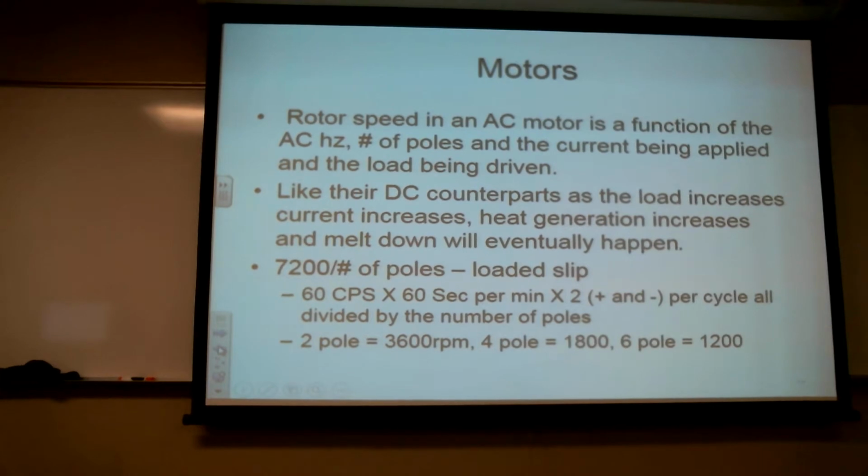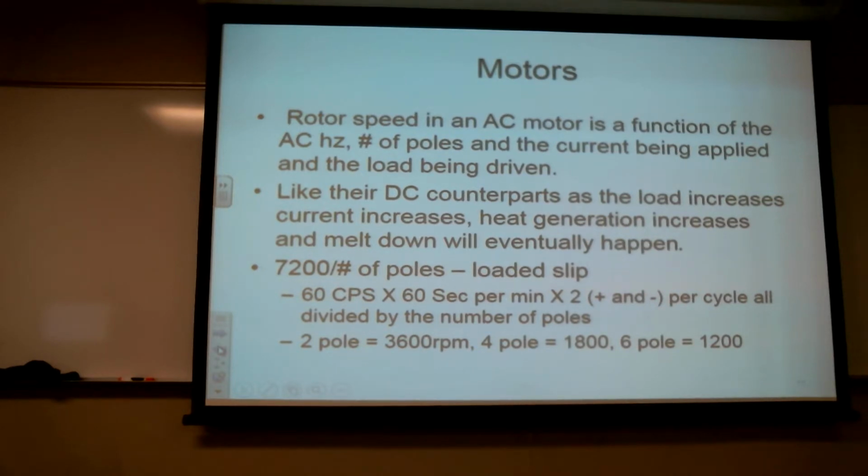So the number of poles that I put out there, if I only use 2 poles, I'm not going to get too much, right? But remember, if I divide it by a small number, the number of poles is going to go really fast. If I divide it by a very large number, it's going to go really, really slow. So 60 cycles per second is the AC, and there's 60 seconds per minute. So I need to know, because we're doing RPM, right? So I'm going to take 60 times 60, 3600, times 2, because you got both the positive and the negative cycle. And then you divide that by the number of poles.